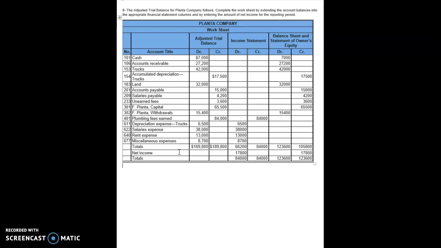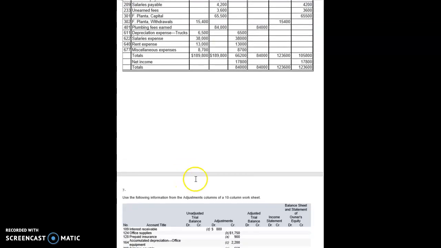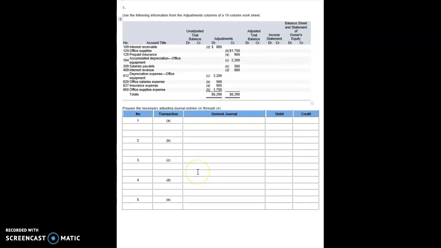In number 7, we're going to look at the adjusting entry column and be able to prepare journal entries from there. So let's bring that one up. All right, so number 7, it says use the following information from the adjustments column of a 10-column worksheet. So we're looking at each of the entries to then journalize. So remember, we can do our entries in the worksheet and then we journalize after. So all we have to do here is find the letters that correspond.